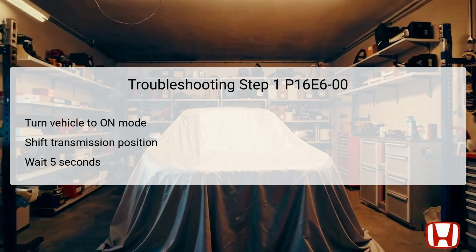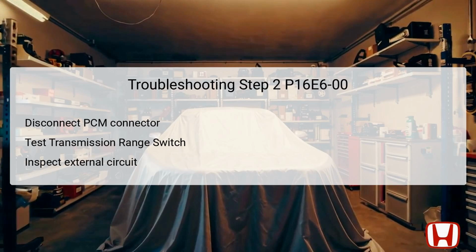The second step in addressing DTC P16E6-00 involves disconnecting the PCM connector, specifically connector A, 72P. This process is crucial as it isolates the PCM for further testing and inspections.